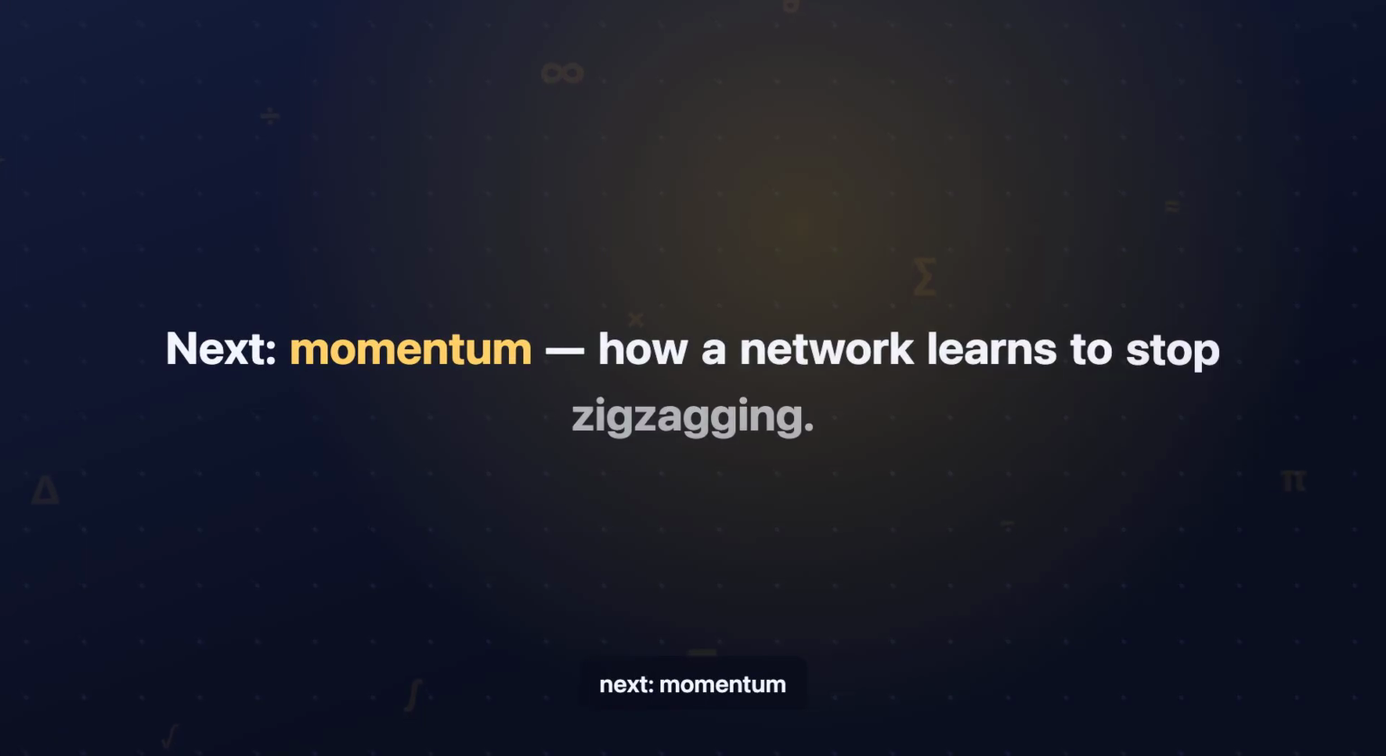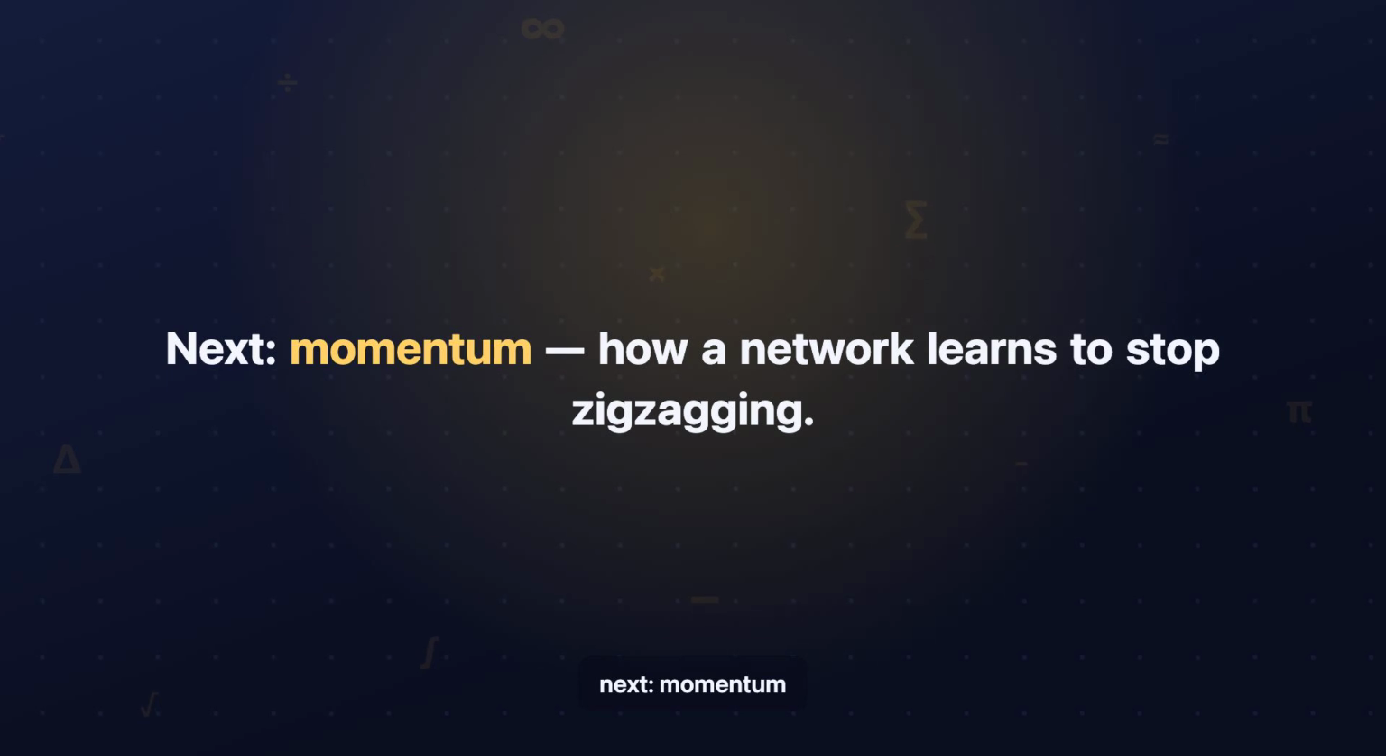One more thing though, now that every step is cheap, the way networks actually take them gets weird. They zigzag, violently. Next time, we give the machine a memory, and the zigzag dies. That trick is called momentum.